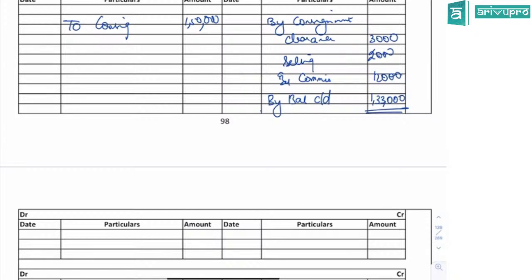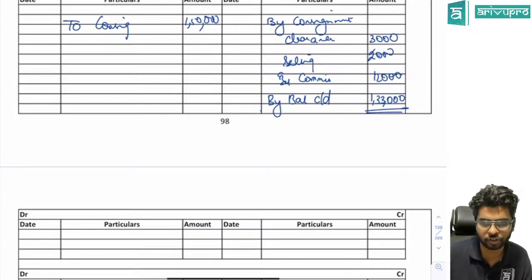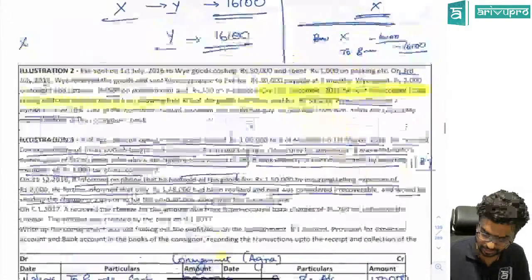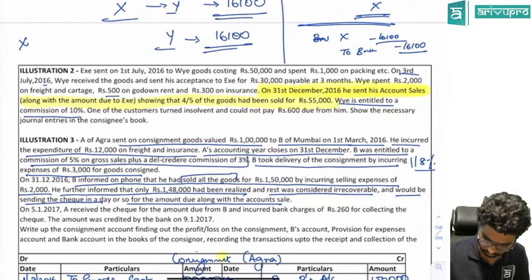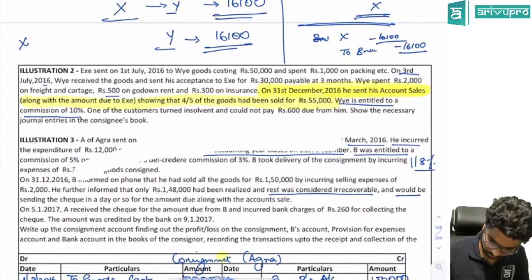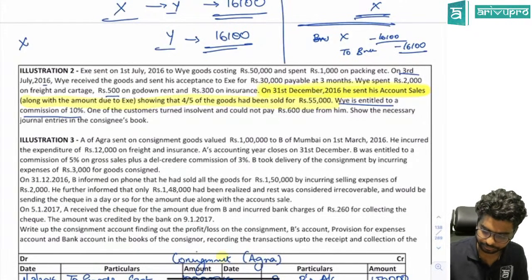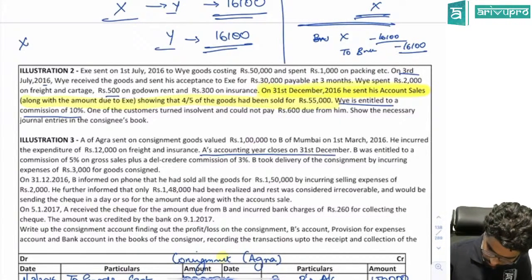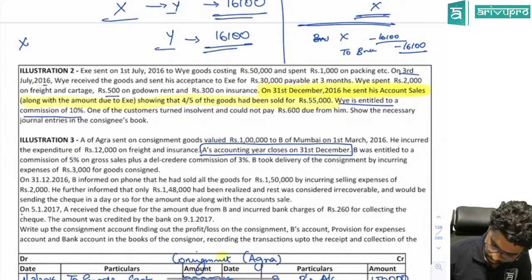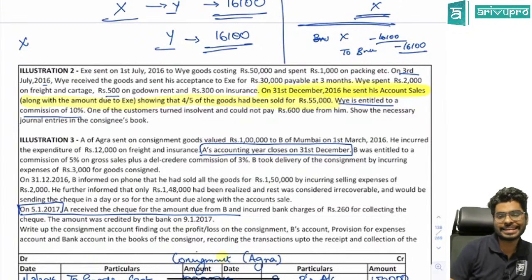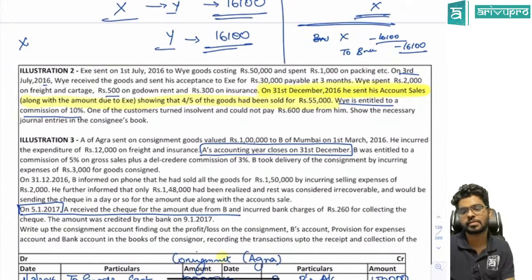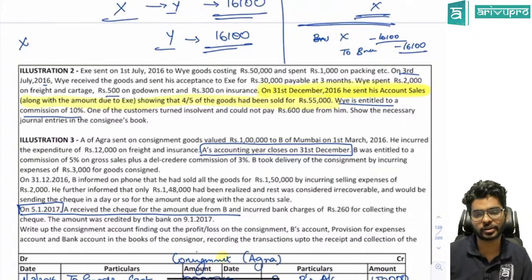Now you might be asking a question, sir, why did you write the balance brought down? Guys, see here a little carefully. Everyone see here carefully. You are receiving the money next year, not this year. That's why I'm writing it as balance carried down. Are you guys clear?